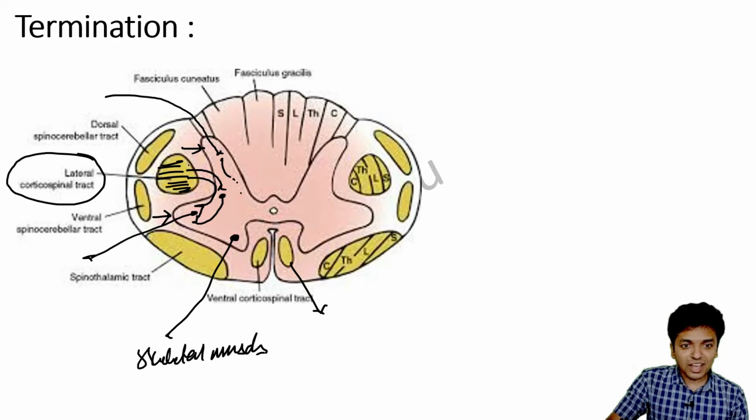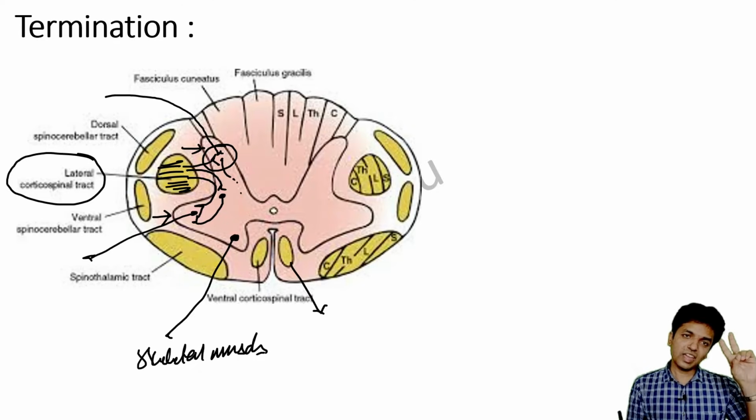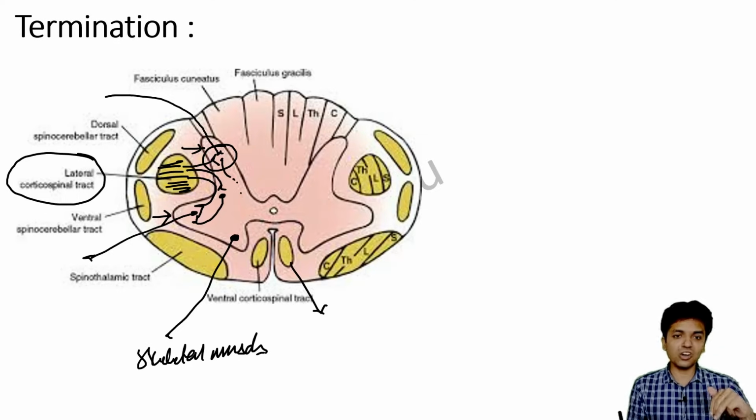The third thing is that the fibers of the lateral corticospinal tract also terminate on the sensory neurons present in the dorsal gray horn of the spinal cord. So there are three modes of termination. One is directly on the alpha motor neuron. Second is on the interneurons present in the intermediate part of the gray matter of the spinal cord, and from there onto the alpha motor neuron. Third, the fibers also terminate onto the sensory relay neurons entering the dorsal gray horn of the spinal cord.